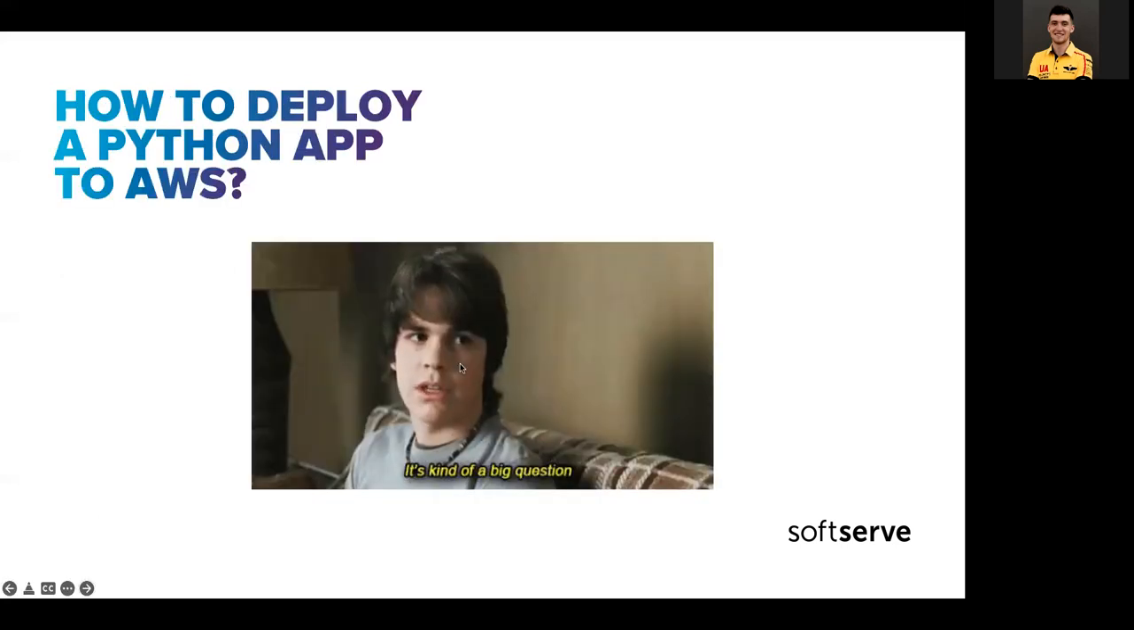So how do we deploy a Python application to AWS? It's kind of a big question.